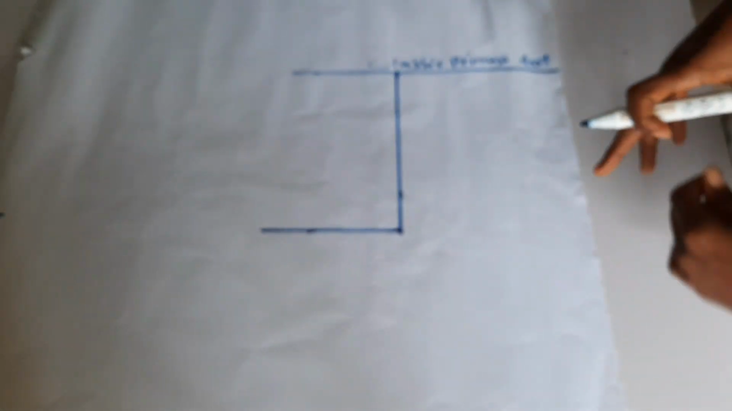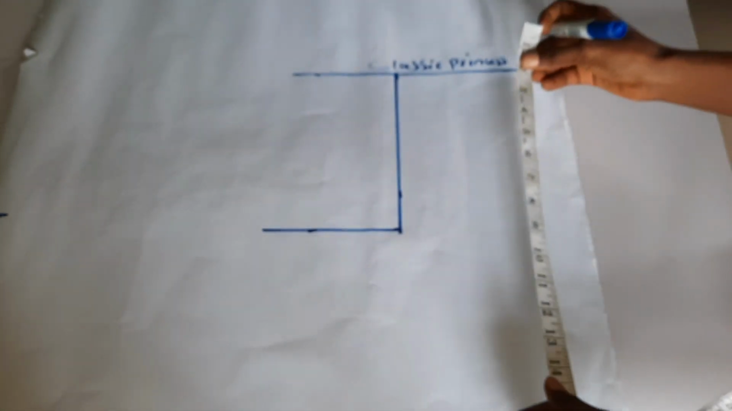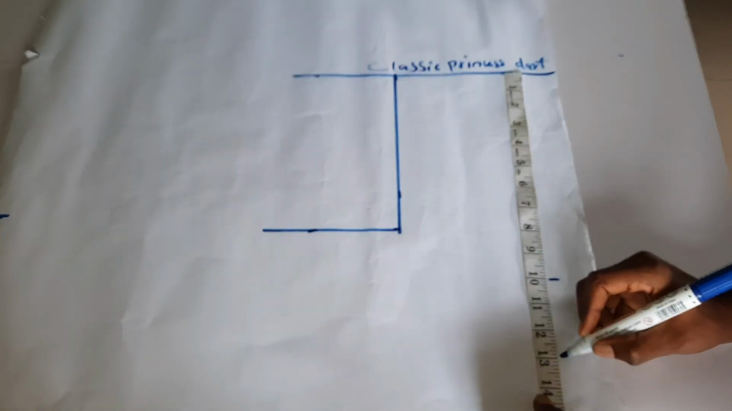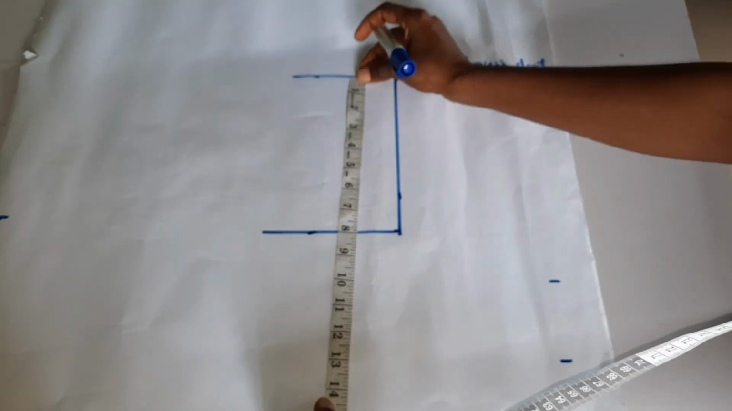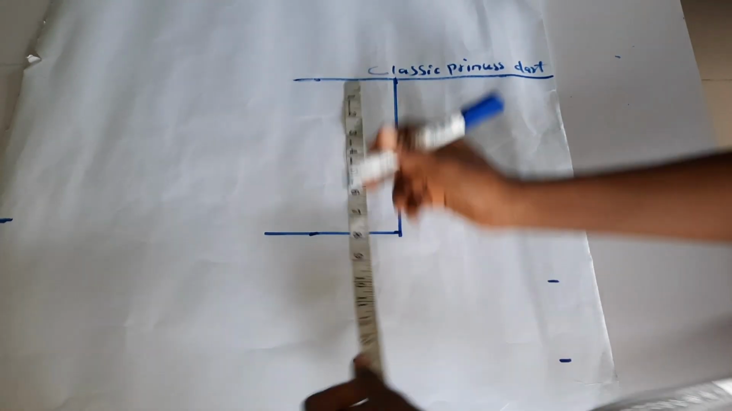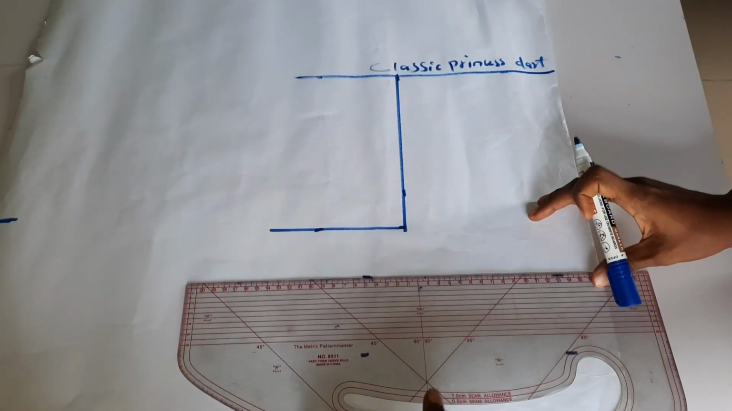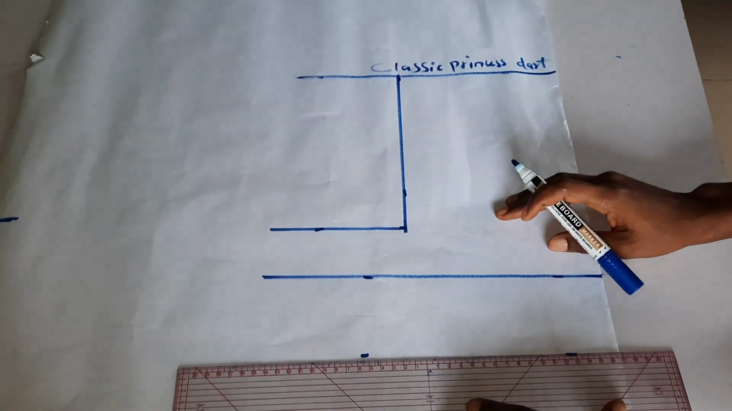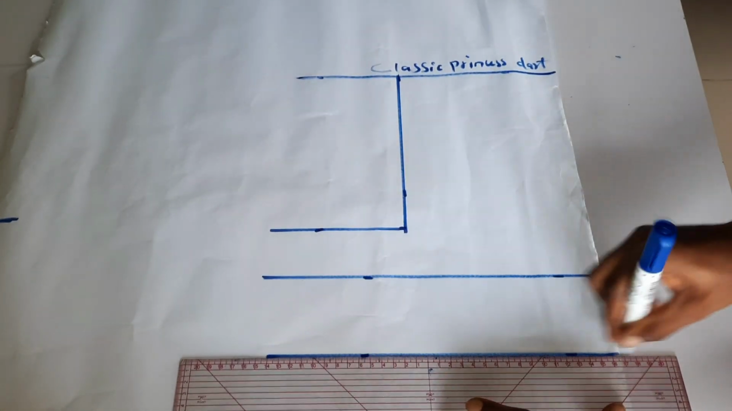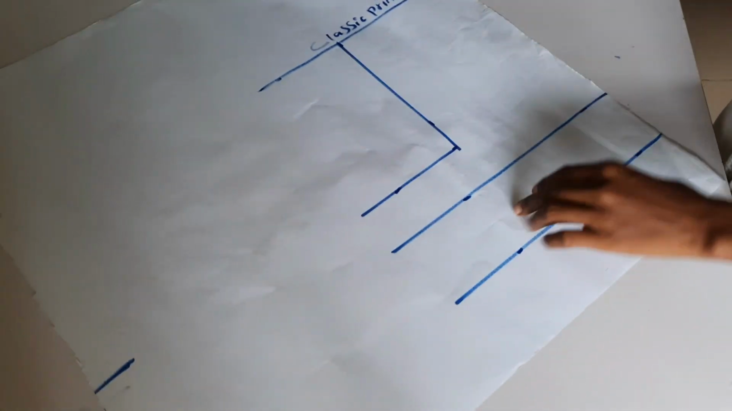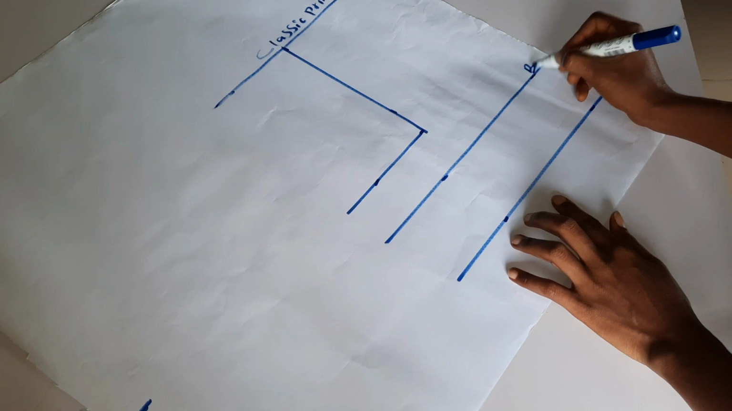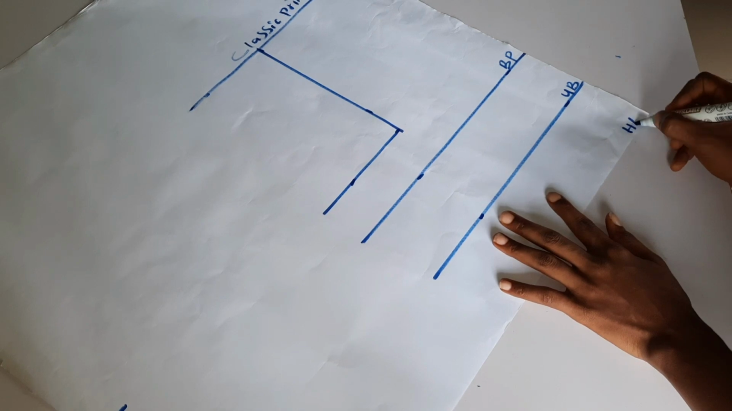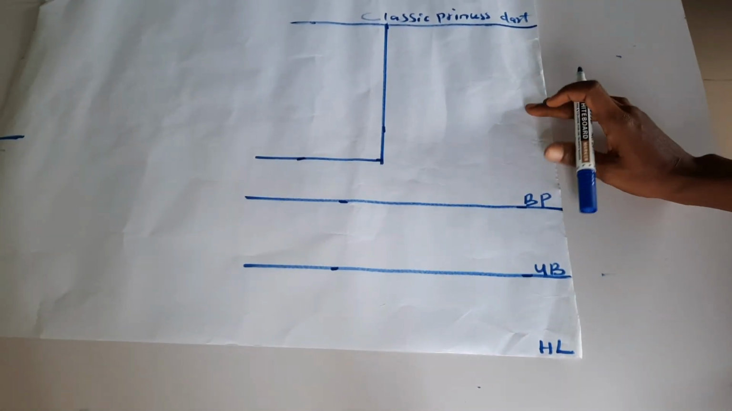Okay, so I've gone ahead to do this. Next, I'm going to insert all the lines that I need. The next lines I need here are my bust point, 10 inches, and my under bust, 13 inches. I will go ahead and connect these lines like so. Then I'm going to label them: my BP, which is my bust point, my UB, which is my under bust, and my HL, which is my half length.